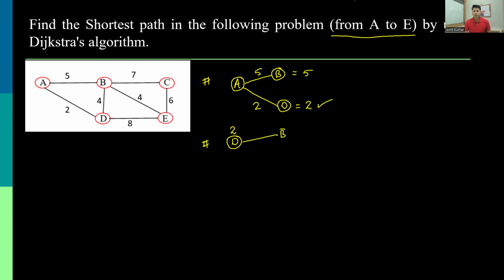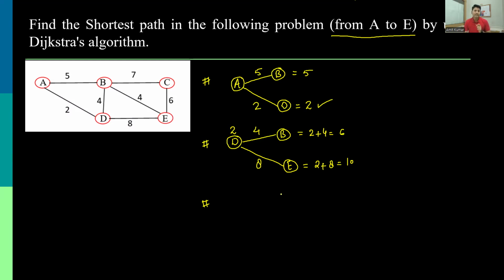We do have ways to move out from D. We can move out through B, in which we are supposed to travel 4 units, and from D to E, where we are supposed to travel 8 units of distance. So if I take D to B, the total will be 2 plus 4, which comes out as 6 units, and over here it is 2 plus 8, which comes out as 10 units. Now we'll repeat the last step in which we are supposed to select the minimum.